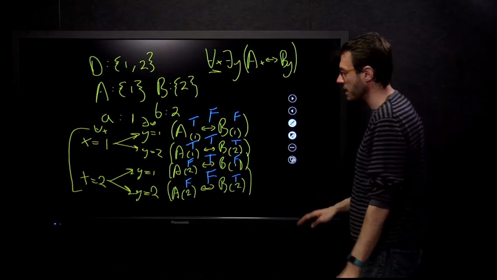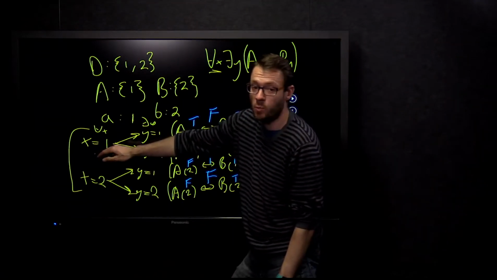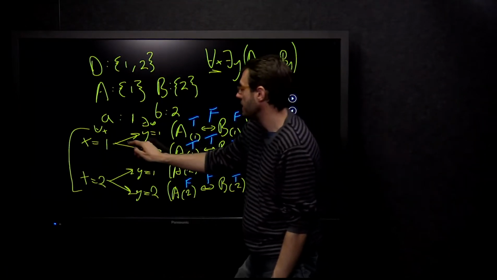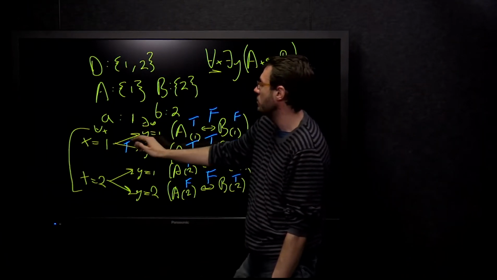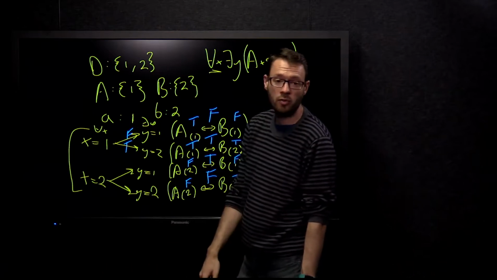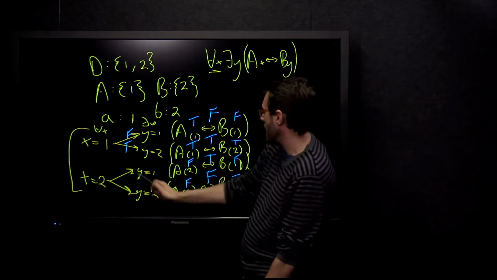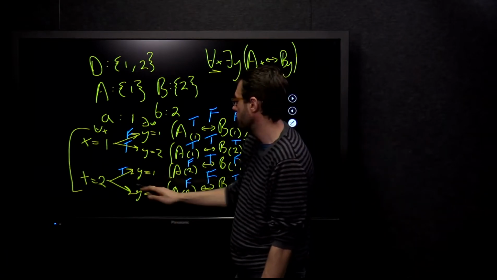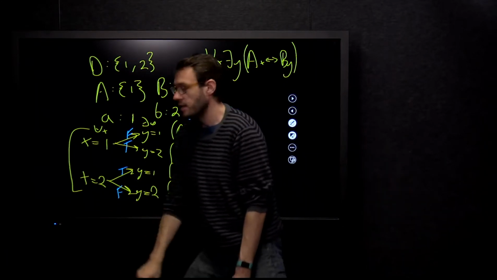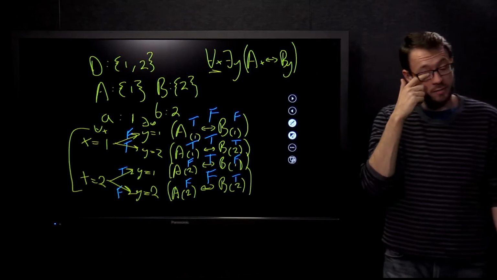Okay, so what does this tell me? Well, it tells me that when x equals 1 and y equals 2, this biconditional is true. It also tells me that when x equals 1 and y equals 1, the biconditional is false. It tells me down here that when x equals 2 and y equals 1, the biconditional is true, and that when x equals 2 and y equals 2, the biconditional is false. So I got those 4 pieces of information.